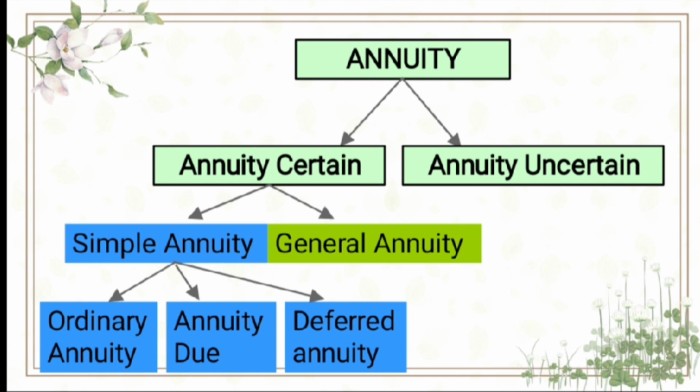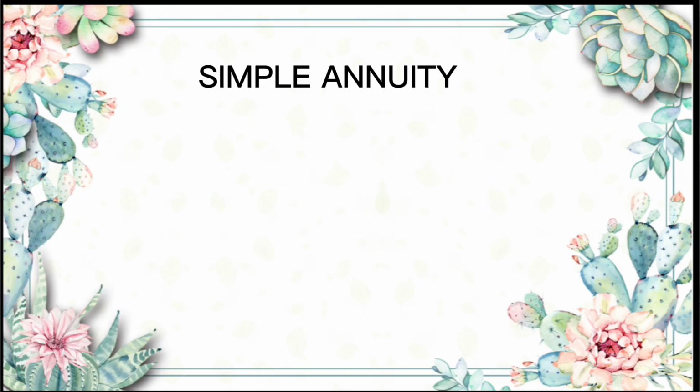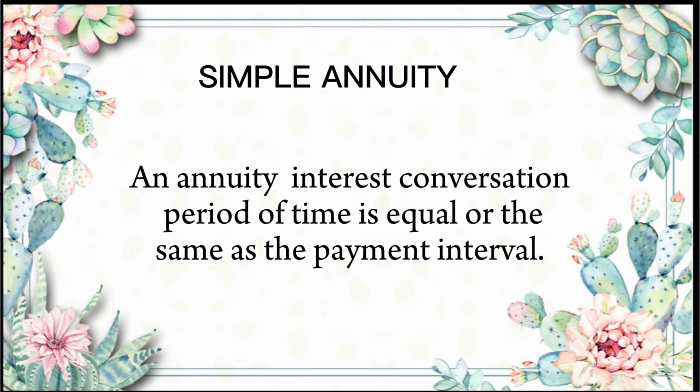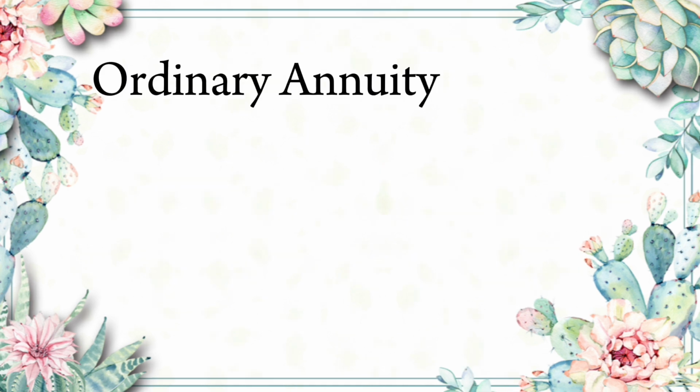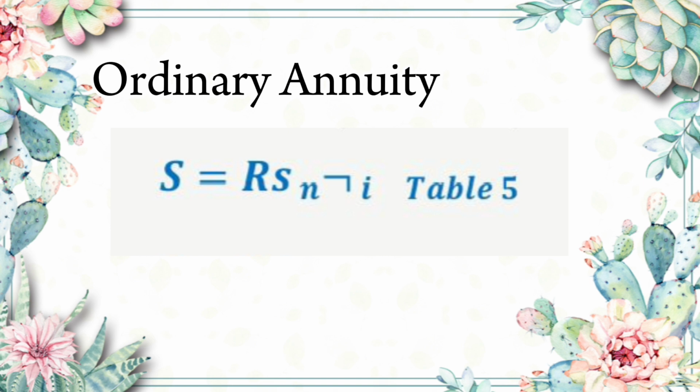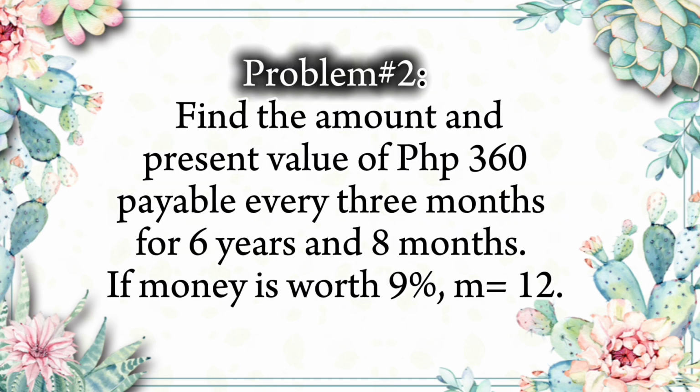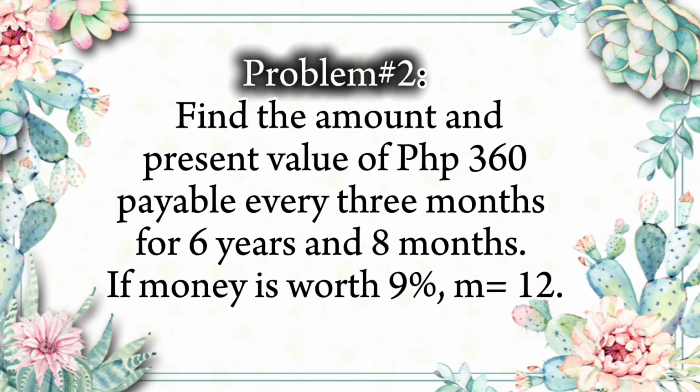Now, let us try to solve the simple annuity, which is an annuity whose interest conversion period of time is equal or the same as the payment interval. Let us solve the ordinary annuity using the formula S = R s angle i and table 5. Problem number 2. Find the amount and present value of 360 pesos payable every 3 months for 6 years and 8 months if money is worth 9%.